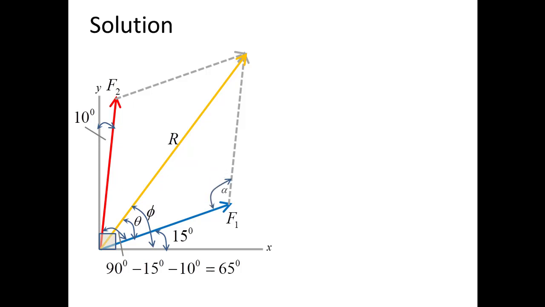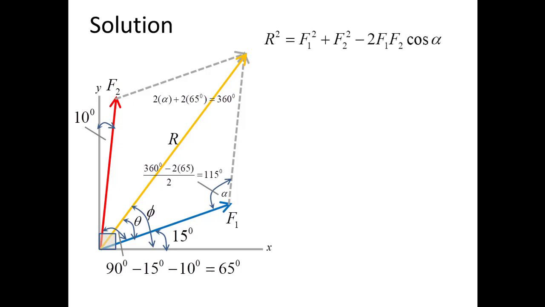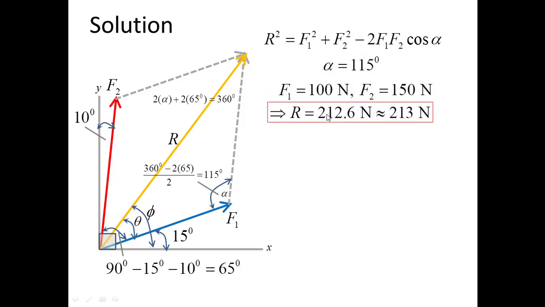And if this angle is alpha, because the sum of the interior angles of any quadrilateral has to be 360 degrees, from that requirement we can determine alpha to be 115 degrees. So we can now use the triangle method of vector addition with the help of this resultant, this F1 and this F2. With the help of this angle alpha, I can use the triangle method. With direct substitution, we can get 213 newtons.